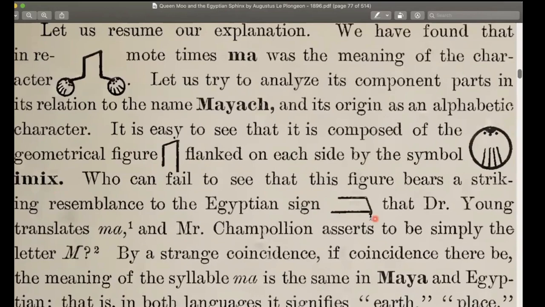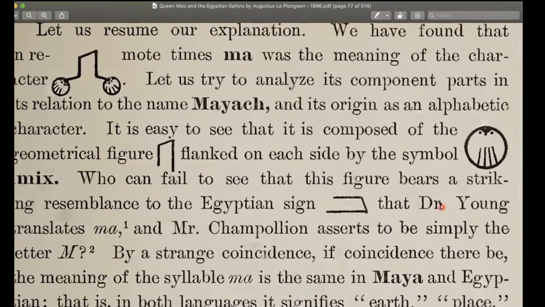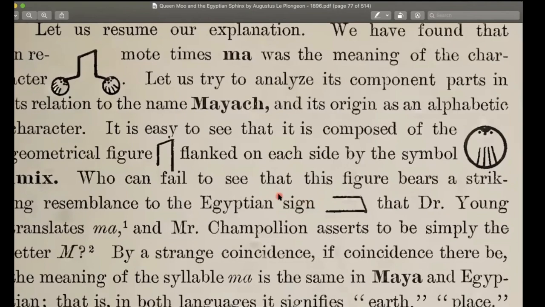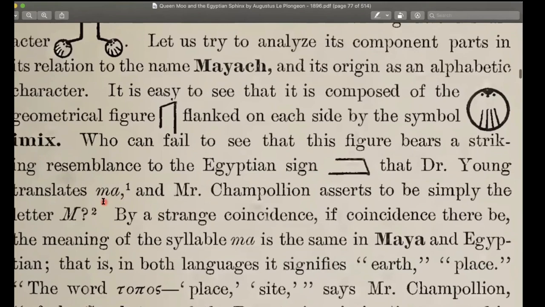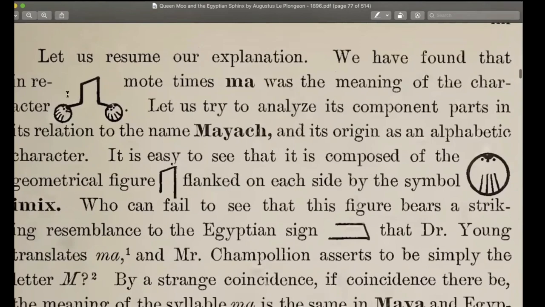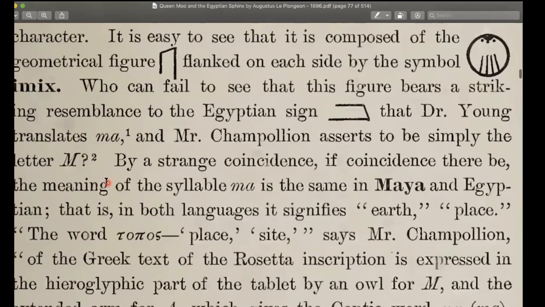So that's what I was trying to tell you about how he noticed things, because he knew this Egyptian old language. Then he started seeing the same symbols with the Mayas or within the temples. Talking about the ancient Mayas. It says that Dr. Young translates Ma. So this means Ma in Egyptian. You understand? Mayak. All right. The symbol. Ma. All right. So Mr. Champollion asserts to be simply the letter M.